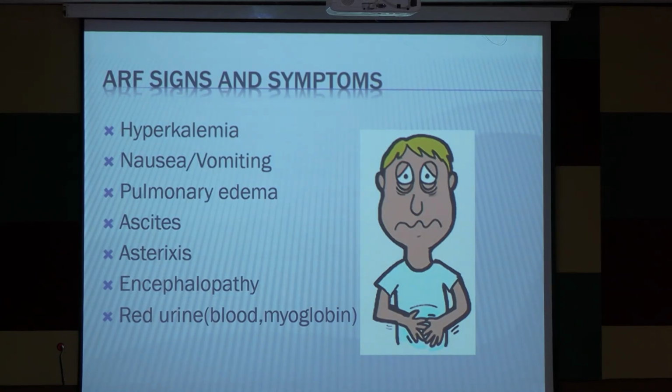Pulmonary edema due to volume overload. In acute renal failure, urinary output is decreased. If there is volume overload, it causes pulmonary edema. Ascites, asterixis. What is asterixis?